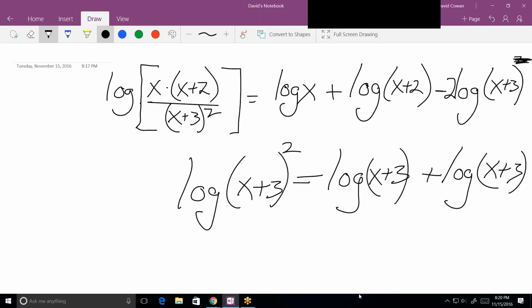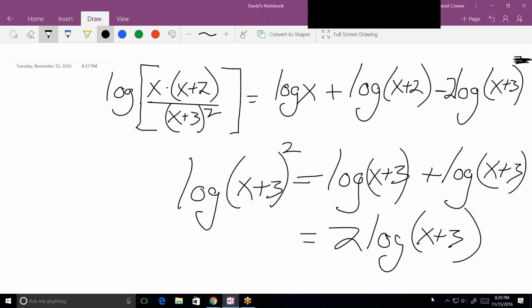In other words, if I expanded that, I could have written log of (x plus 3) times (x plus 3), right? Okay, and then I separate it into these two. But now notice what I have. I have one log of x plus 3 plus another log of x plus 3. What is that? That's 2 log of x plus 3, which you get quicker by merely moving that 2 down to there.